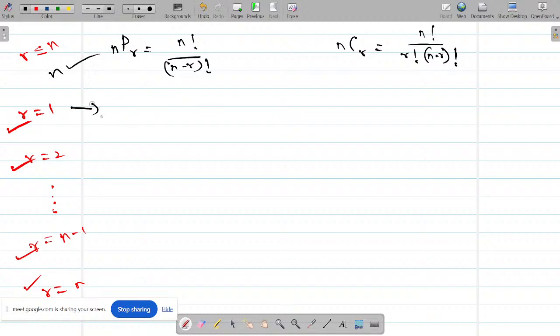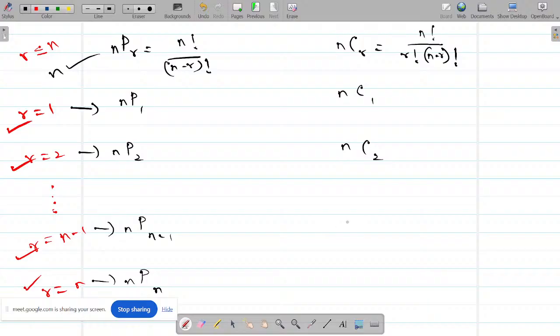So what happens in the first case? This will be nP1. This will be nP2. Likewise for nCr, it will be nC1. This is nC2. And here it will be nP(n minus 1). And here it will be nPn. You may have any number of values, need not worry about that. Here will be nC(n minus 1). And here will be nCn.